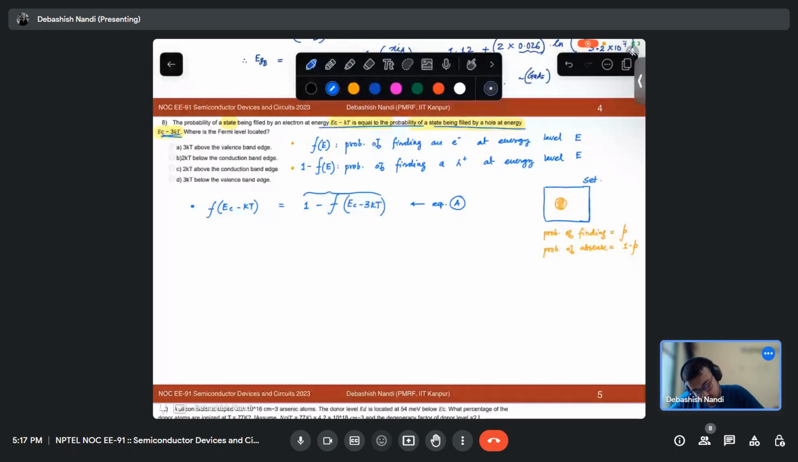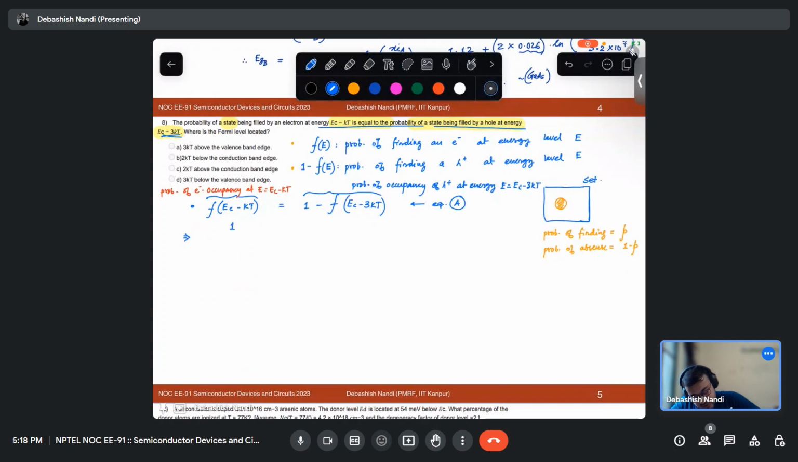This is the probability of occupancy of hole at energy E equal to EC minus 3KT. Fine. Similarly, this is the probability of electron occupancy at E equal to EC minus KT. And they have told us that these two should be equated. So the remaining part is pretty simple.